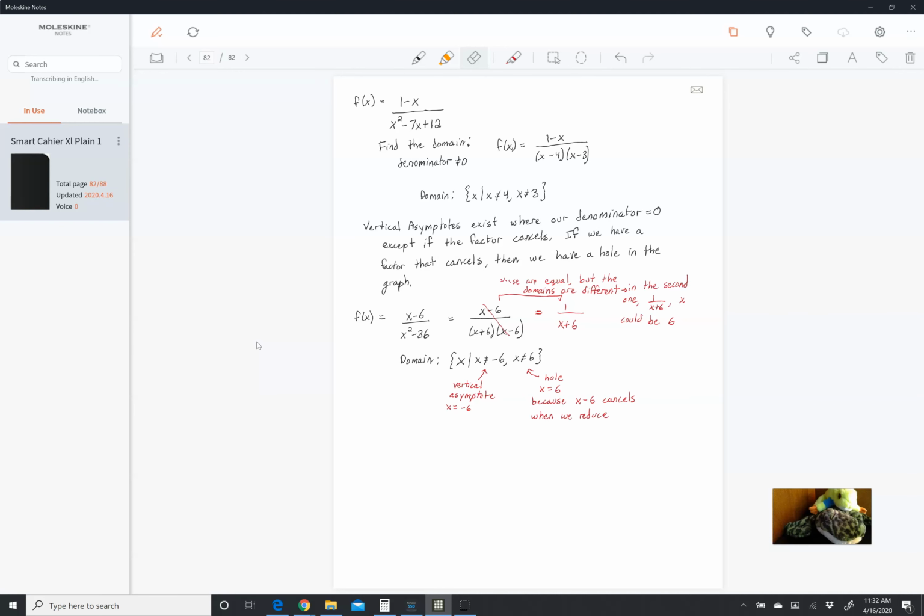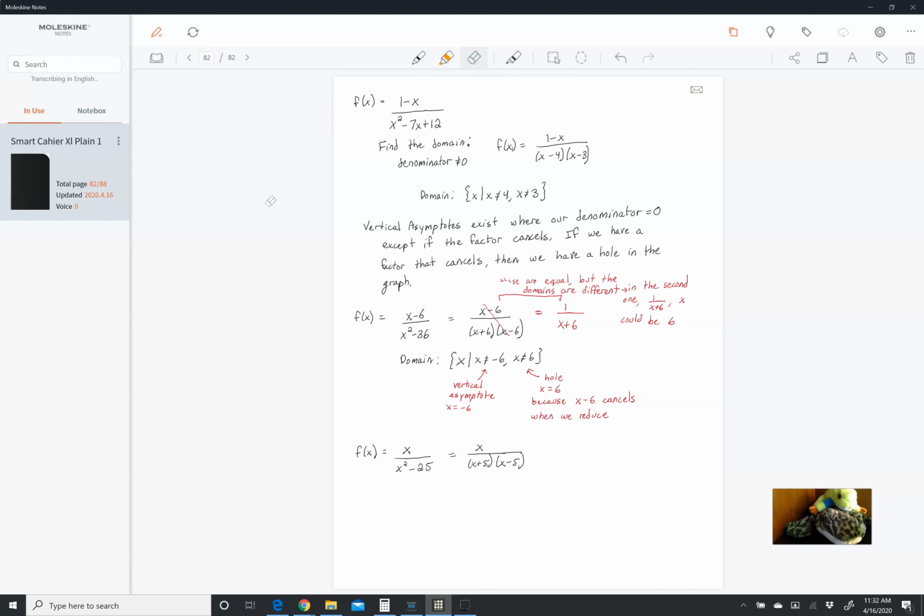Okay, let's take a look at another one. All we're going to do is find the vertical asymptotes and the holes. By doing that, we're also finding the domain, but we're just identifying this. So let's take a new function. We have x over x squared minus 25. If we try and reduce this, we have to factor. We have x plus 5 times x minus 5.